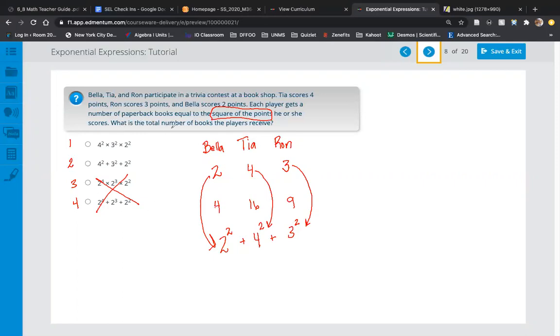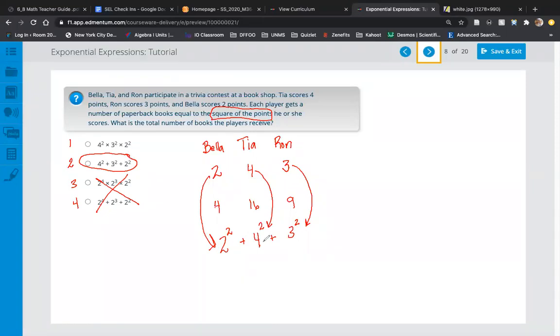I'd say over here, right? We were trying to figure out what's the total number of books that the players received. So if Bella got this many, Tia got this many, Ron got this many, we actually needed to add the numbers up. And good, right? That's why you're going to be careful because a lot of times if you're just being quick, you might say, okay, I see the answer. You want to look closely at math because you might get thrown off just by a simple sign, all right? So this one here has the multiplication, but we're using addition, so that tells us that the answer should be number 2, all right?